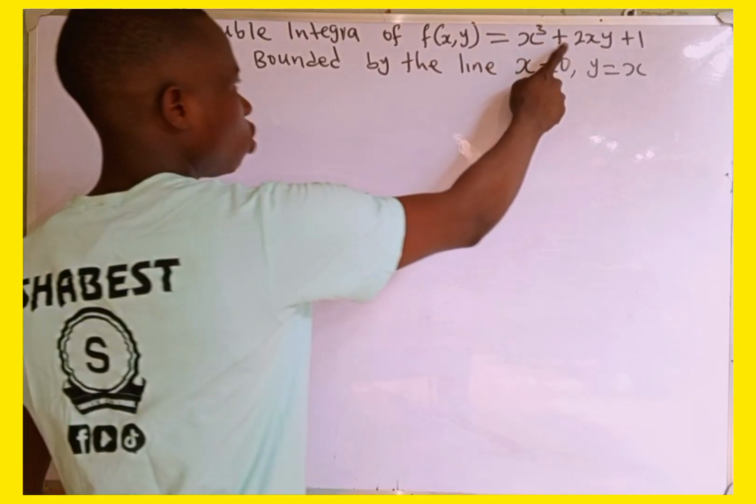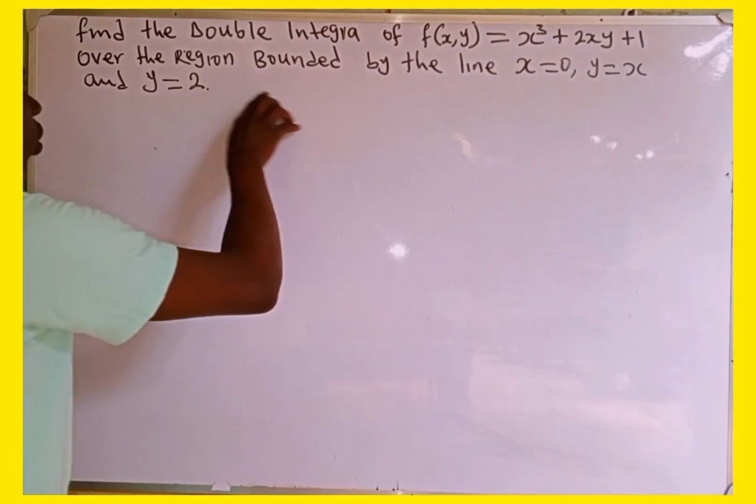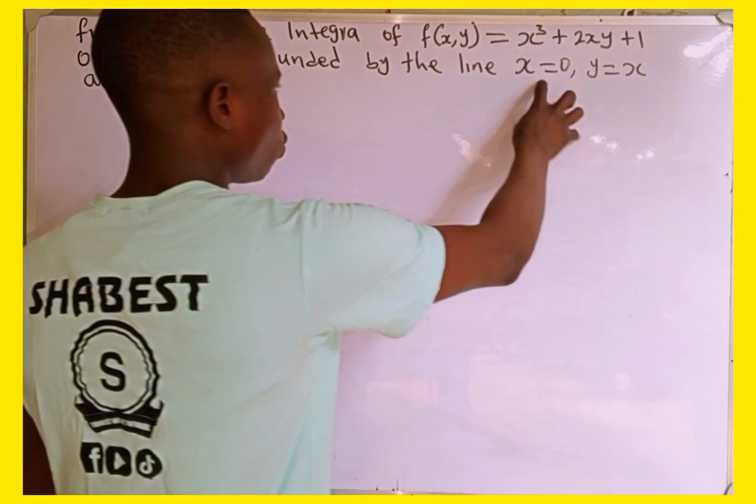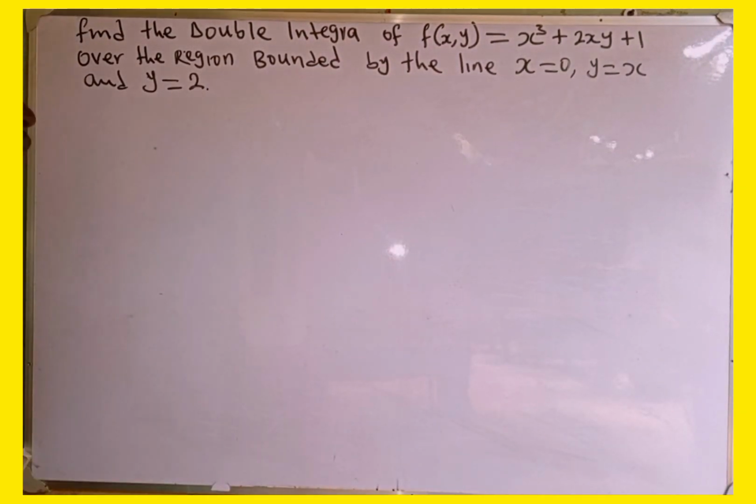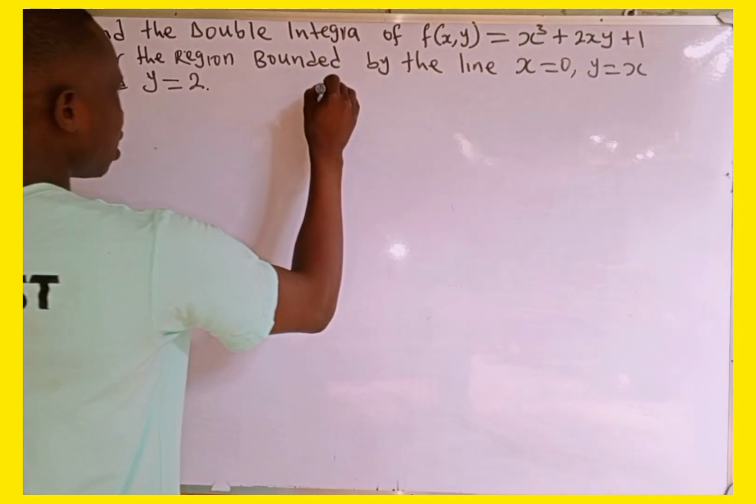The question on the board reads: find the double integral of f(x, y) equal to x cubed plus 2xy plus 1 over the region bounded by the lines x equal to 0, y equal to x, and y equal to 2. So this is a double integral. Let's get started. Solution.